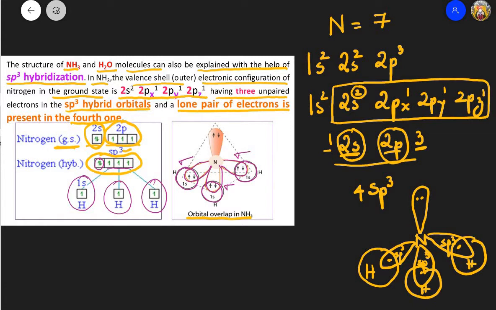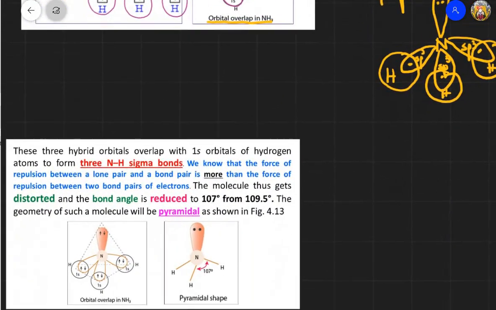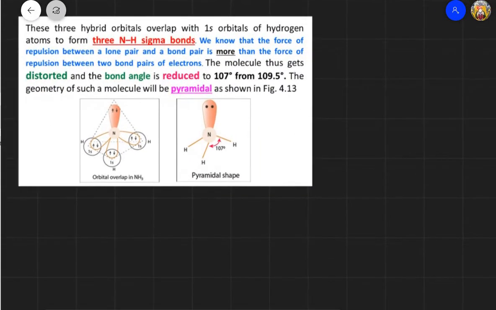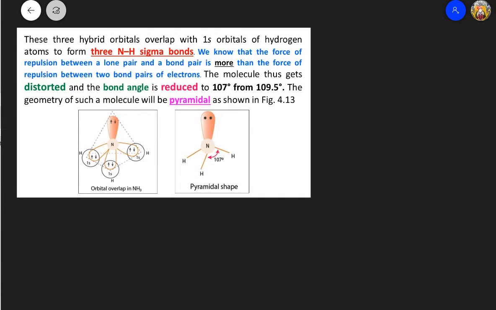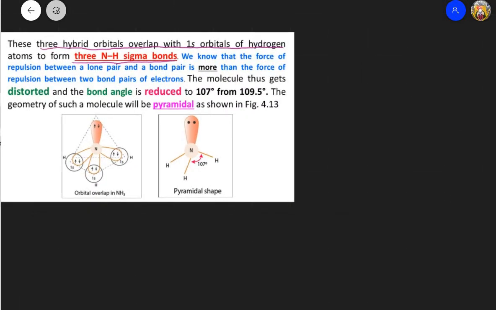And in the next slide we can see the angle that has been reduced here, right? So therefore we can say that the 3 hybridized orbitals overlap with the 1s1 orbitals of hydrogen to form 3 nitrogen-hydrogen sigma bonds, right? And here one concept we have to learn, students, a very important concept it is, let us take into consideration, right? So I will write here.